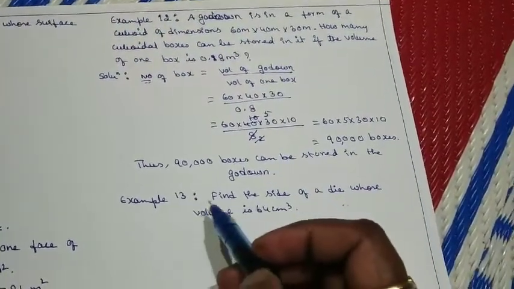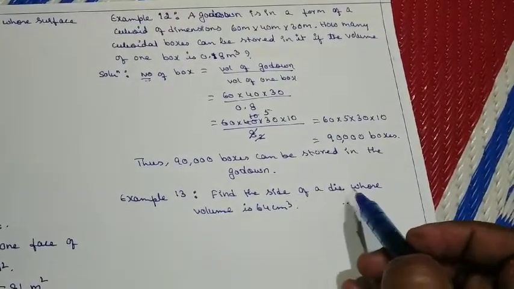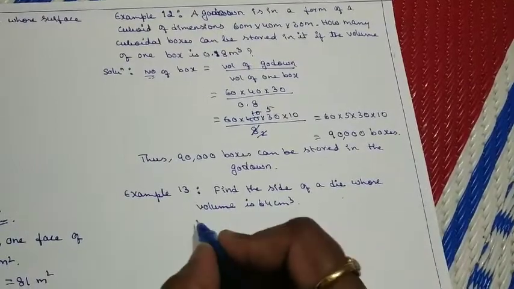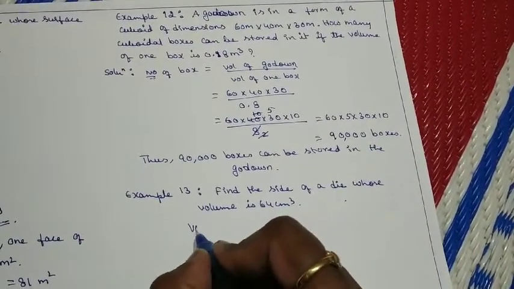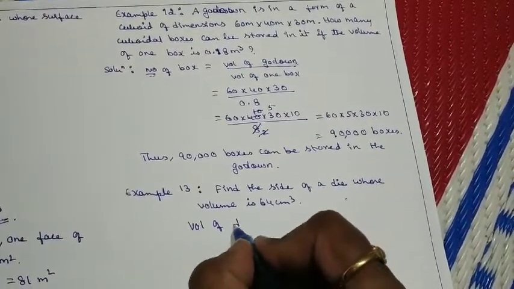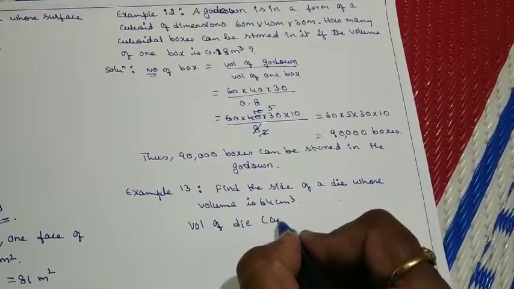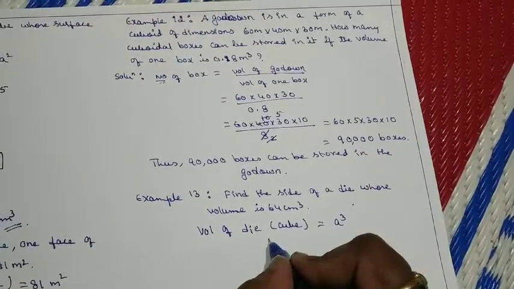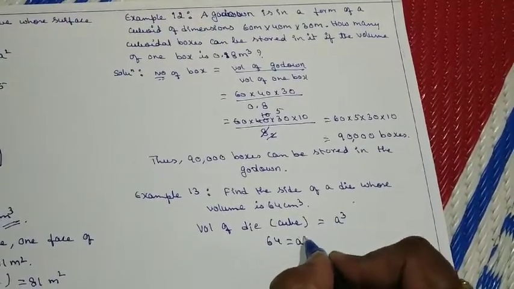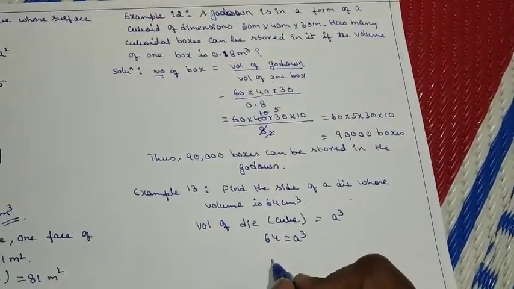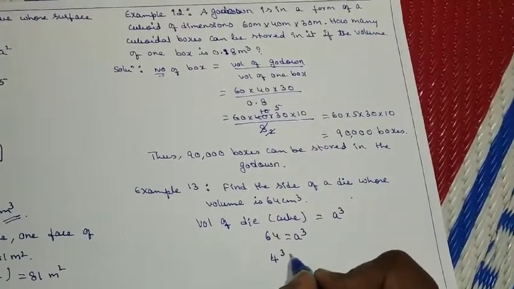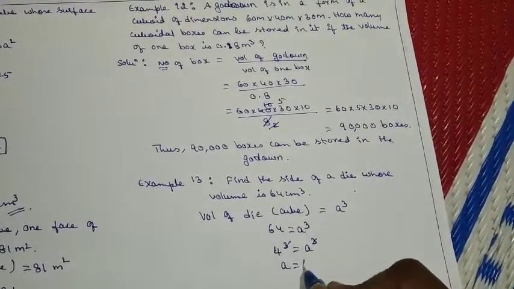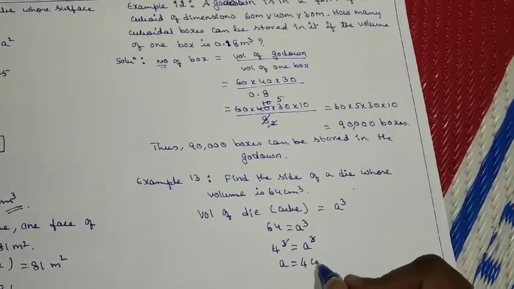Moving to example number 13, find the side of a die whose volume is 64 centimeter cube. So here volume of die is given. So the die generally will be in the form of a cube. So volume of cube equal to a cube. Then 64 equal to a cube. We know that 64 is a perfect cube of 4. Then 4 cube equal to a cube. Then the value of a equal to 4, which is in centimeter.